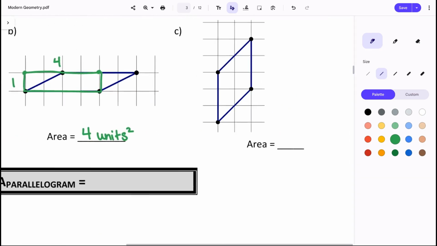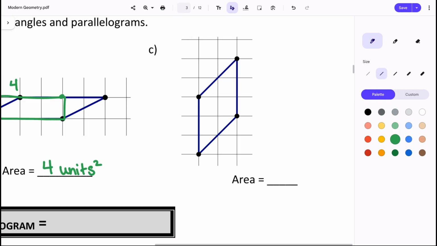So think about that on C. This side that's going up and down is 3. So that's easy for me to see. How wide is this parallelogram? 2. And you have to go to its widest point. You can't go up to the tip little corners and call that your height because that's not relative to the whole shape. So if you go from this dot all the way across to this space here, that's 2. So what's the area of this one? 6. And still units squared.